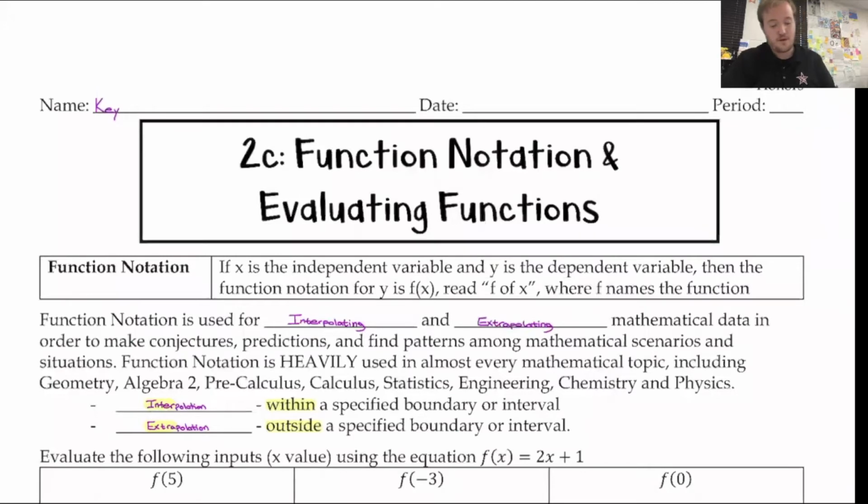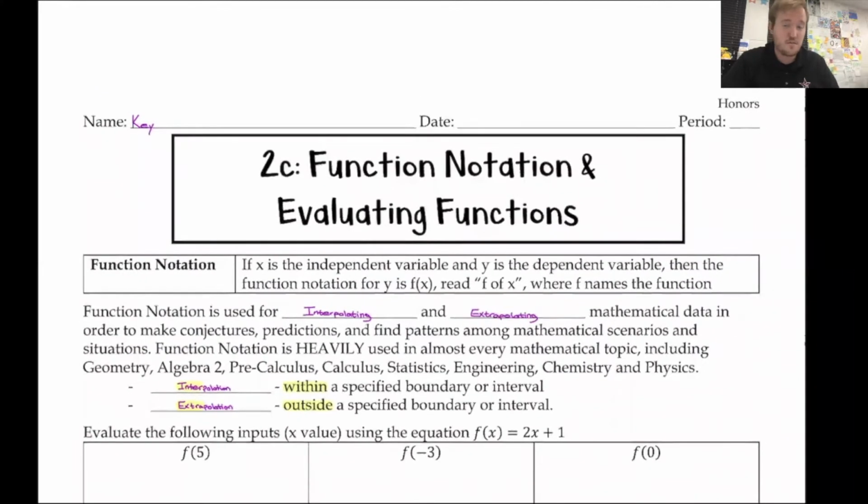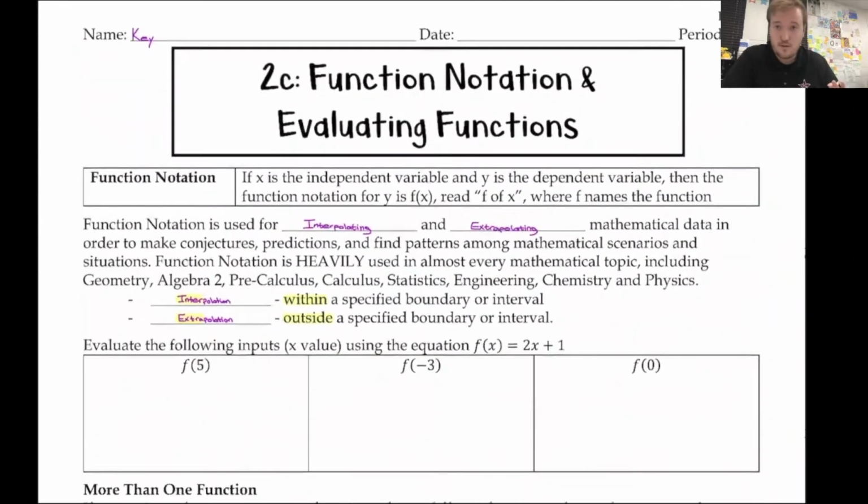Hello again. All right. So 2C's and focus on what we call function notation and evaluating functions. This is one of the most important lessons you will have in Algebra 1, just because it's going to be so heavily used in, say, geometry, Algebra 2, pre-calc, calculus, statistics, chemistry, physics. Like it's going to be used in pretty much any STEM class.